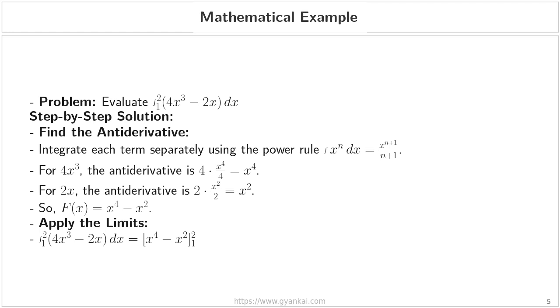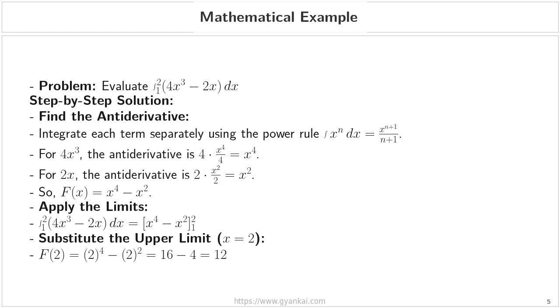Step 2. Notation of limits. Now that we have the antiderivative, we write it with the limits of integration correctly notated. This means we write f of x within square brackets and place the limits of integration at the right. So, the integral becomes x to the power of 4 minus x squared, with the limits 1 to 2. We write this as bracket, x to the power of 4 minus x squared, bracket closing, with a small 1 below and a 2 above.